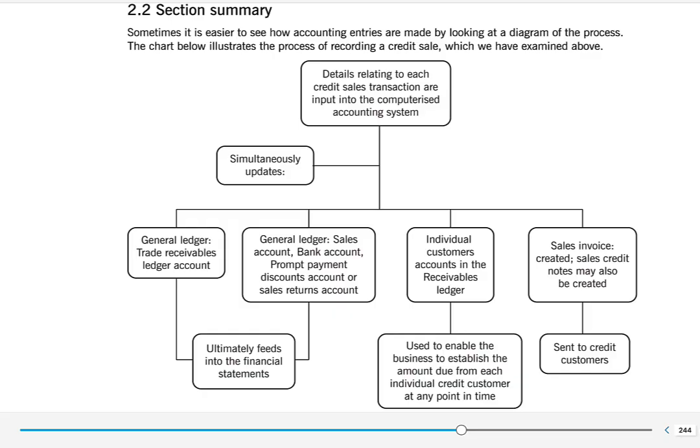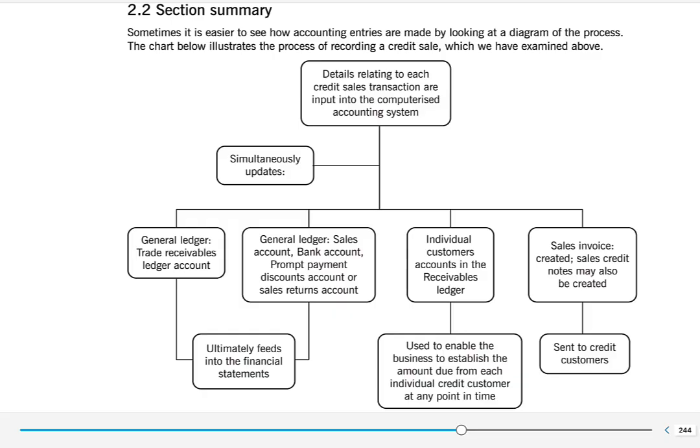Box 3. Individual customers' accounts in the receivables ledger. This box is the detailed customer-by-customer record. This is what you use for credit control and day-to-day customer management. The diagram says it is used to enable the business to establish the amount due from each individual credit customer at any point in time. That is exactly what we saw in the example.